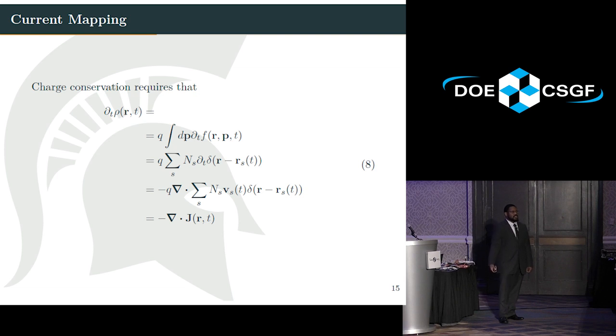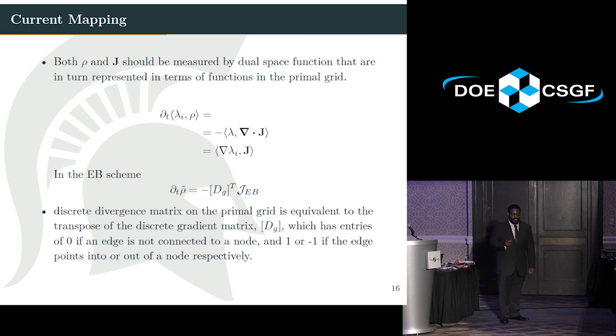And in a continuous sense, we need to have charge conservation. That time derivative of our charge density needs to be equal to the negative divergence of our current density. That if you have charge leaving a place, it needs to be equal to the amount of current flowing away from it. The trick is because we're living in a discrete world, we need to make sure that we use the right measurement function to make sure that we have charge conservation and current continuity.